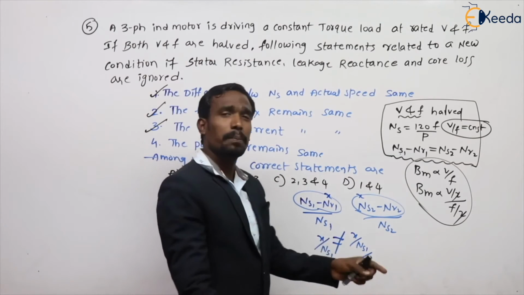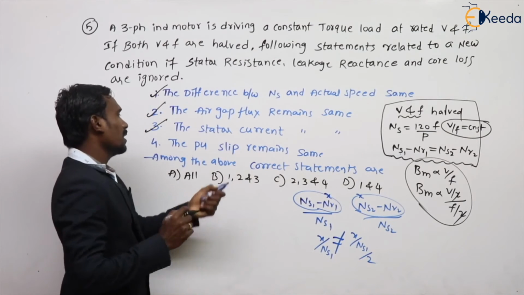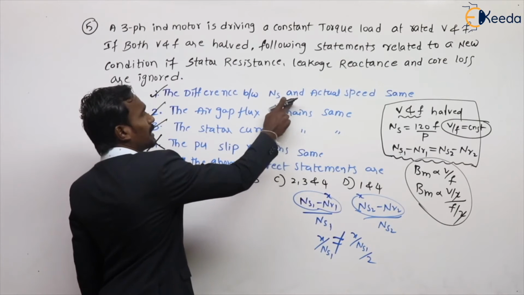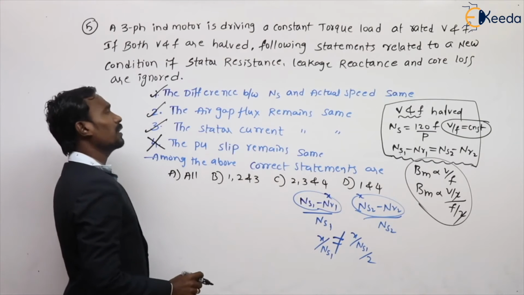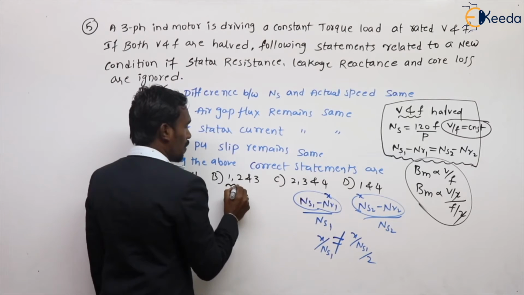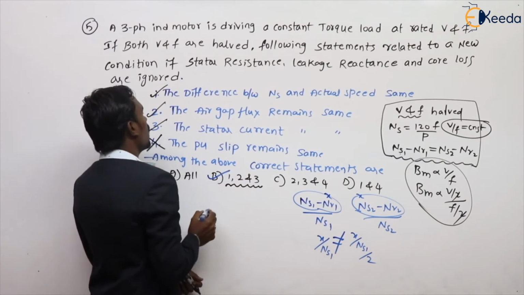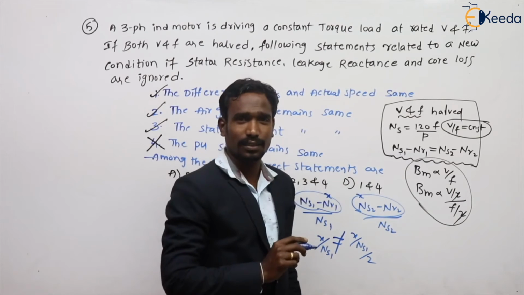The per unit slips are not the same. This is a wrong statement. But the difference is the same, air gap flux is the same, stator current is the same. Then which of the following is the correct answer? 1, 2, 3 are the correct statements. That's why option B is the correct answer. Option B is the correct answer.